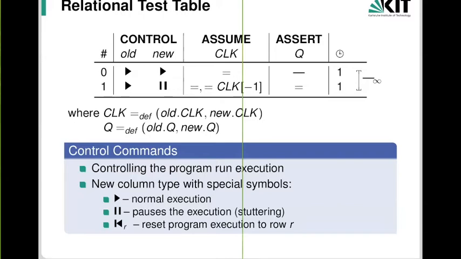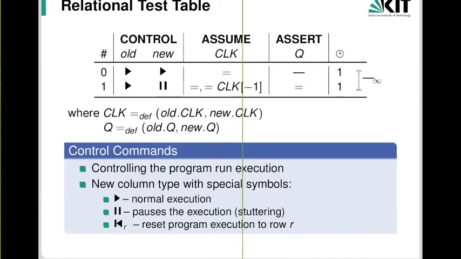Of course, there's the normal execution of the underlying program, meaning the program is executed and makes one activation in a cycle. In contrast, the opposite command is the pause command. This stops the execution in the current cycle. So the internal program values and the output values of the program run are not changed or recomputed. So the program run stutters.